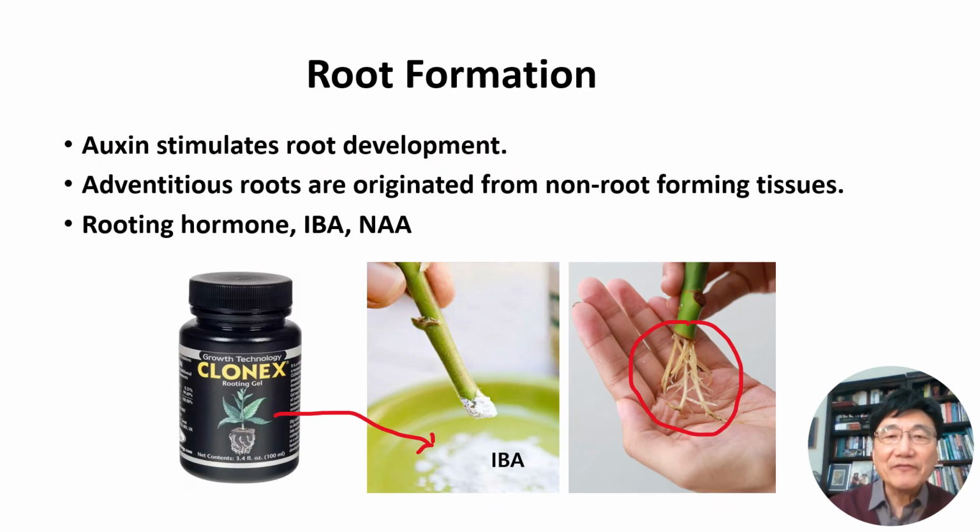Cannabis growers often use cloning for propagation. Cuttings obtained from the stem are treated with auxins such as IBA to stimulate new root formation from the cut stem site. The white powder you see in this slide is IBA. Adventitious roots are roots that originate from non-root forming tissues such as stems and leaves.